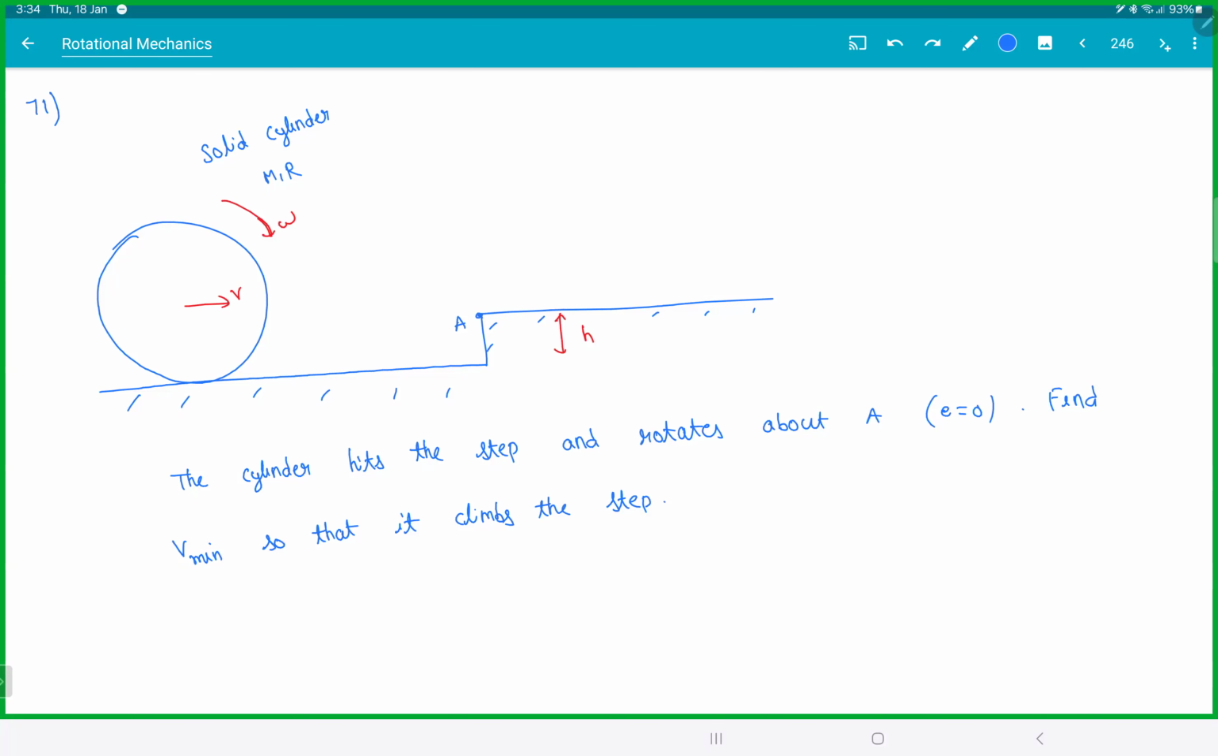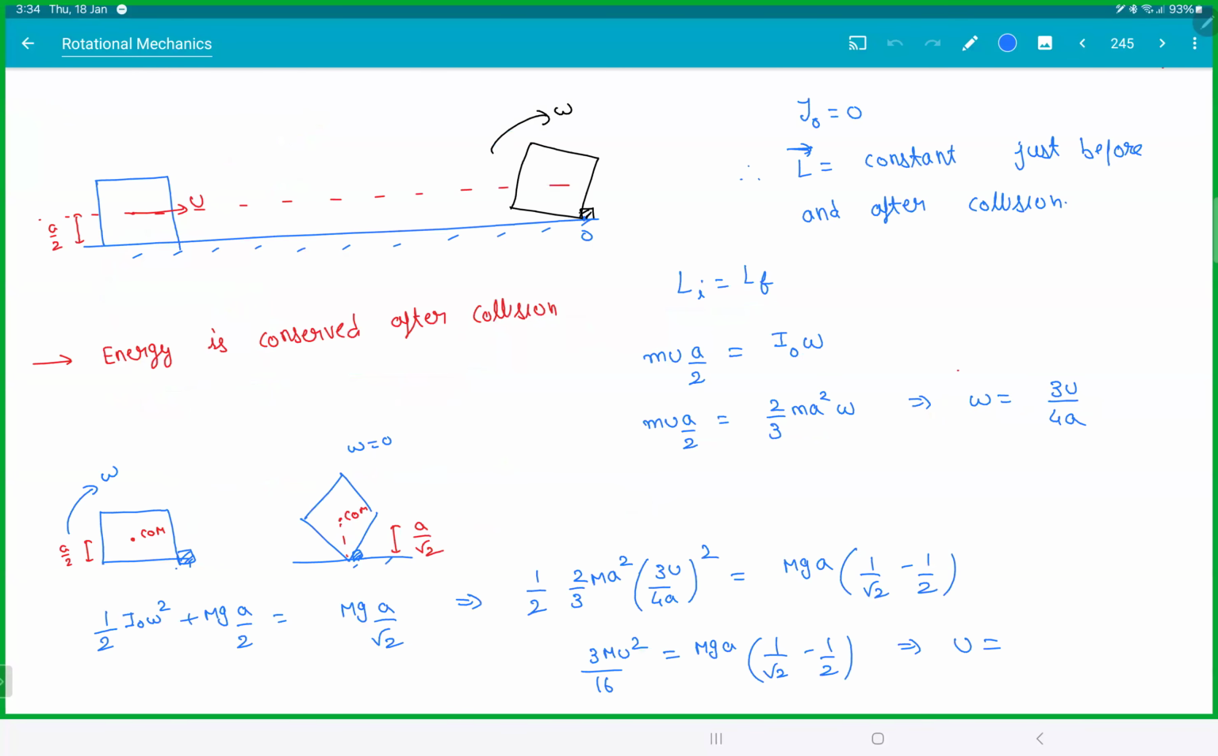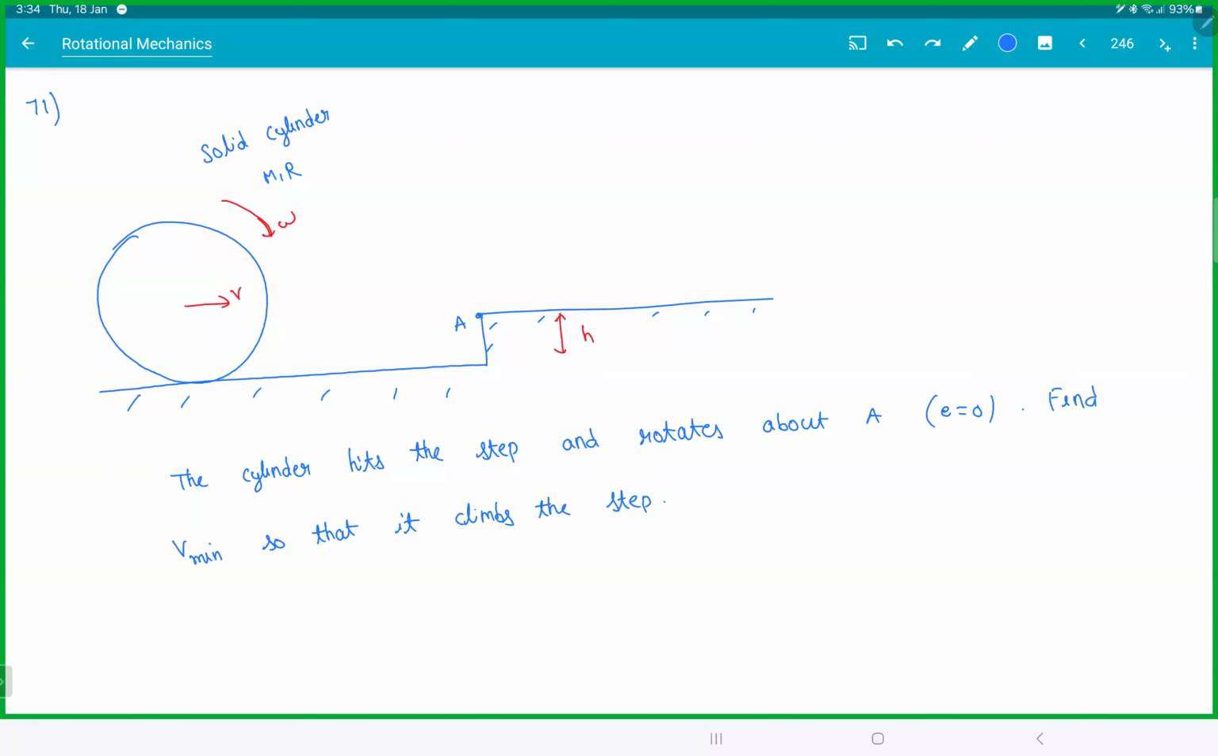How do we proceed with this? Quite a lot of similarities with this. Basically, a body which is rolling will become pure rotation about that. Point A will become the IAR.